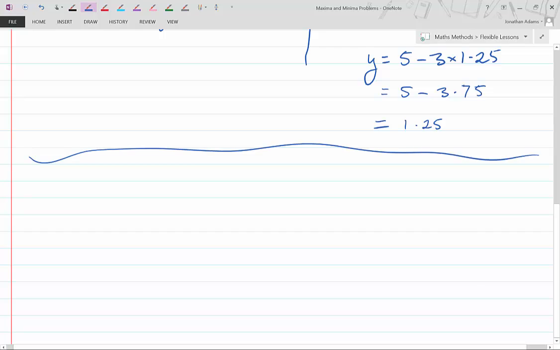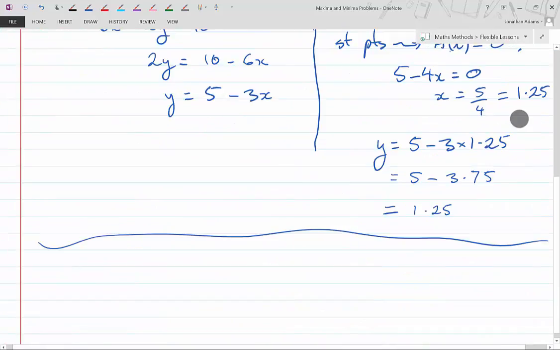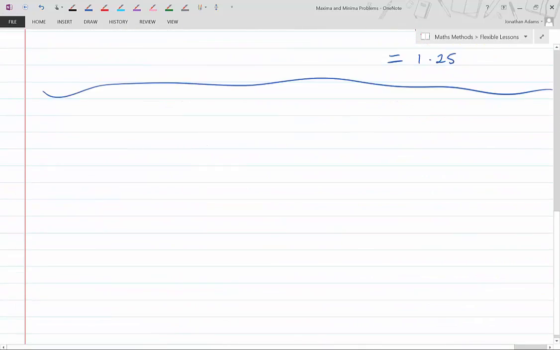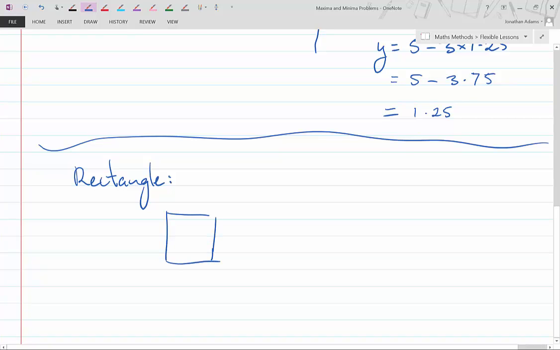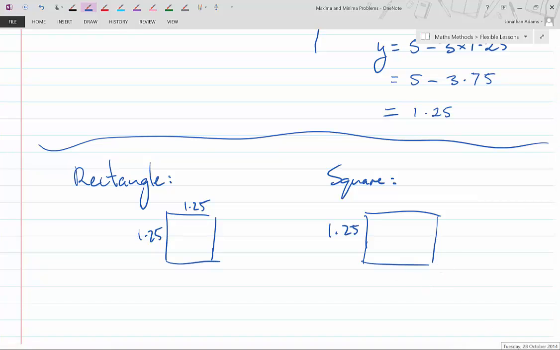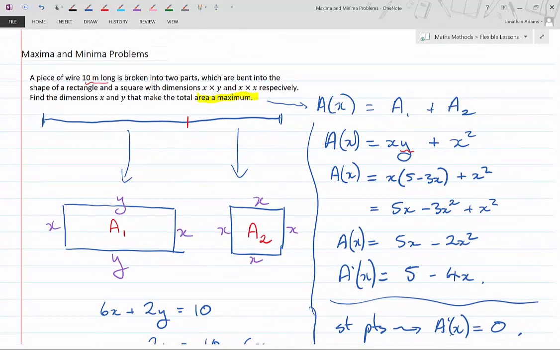Isn't that interesting? The two optimal shapes are going to be two squares. So the rectangle is going to be 1.25 by 1.25, and the square is also going to be 1.25. That's the worst square I've ever drawn, but that's okay. So that will be the optimal dimensions if you actually make both of these things square in shape, equal lengths on the sides. That will be the maximum area that we can get.